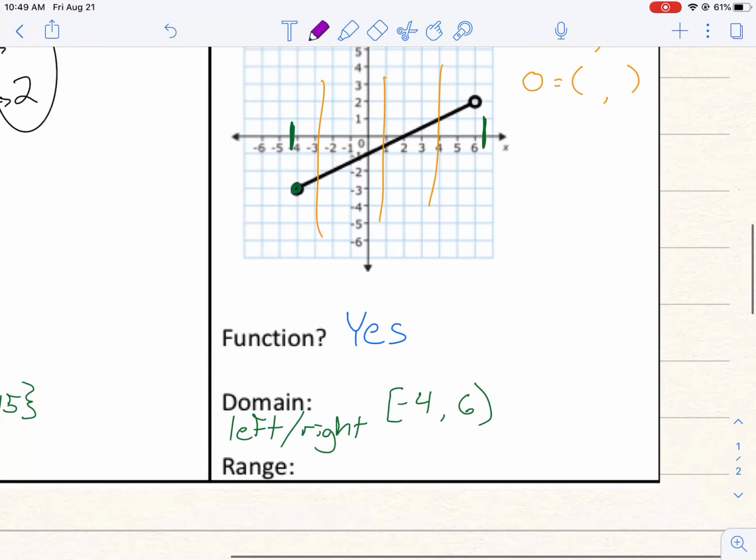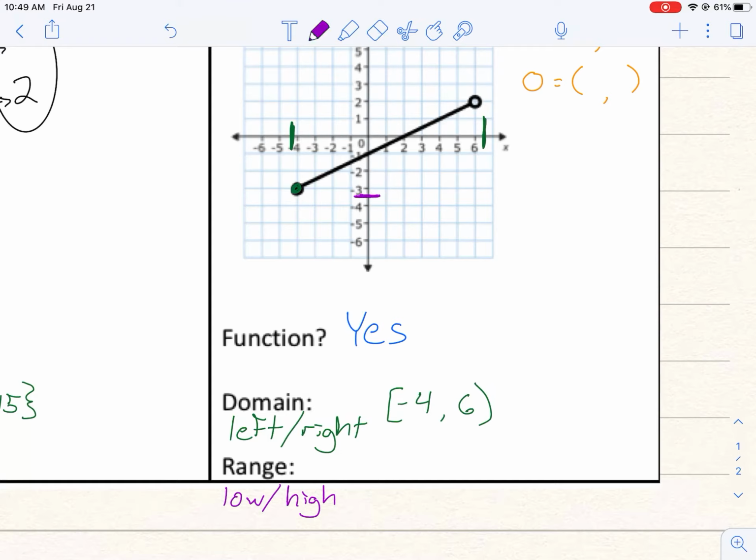And then range, instead of going left to right, you're going lowest to highest, or down to up. So we're going from, I'll erase those lines there, we're going from our lowest here at -3 to our highest up at 2. I'm reading all of my y values here. So we go -3 to 2, and -3 was a closed dot, so that's a bracket, and 2 is a parenthesis because it's an open circle.